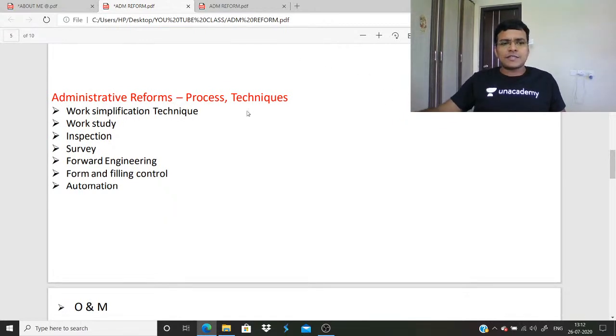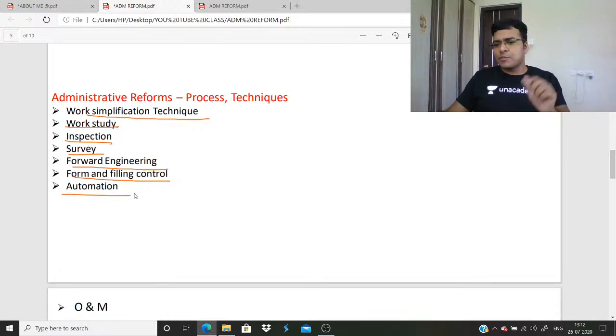This is the first section, administrative reform process and technique, and these are some techniques: work simplification technique, work study, inspection, survey, forward engineering, form and filling control, automation. I'm just briefly giving you what is that.